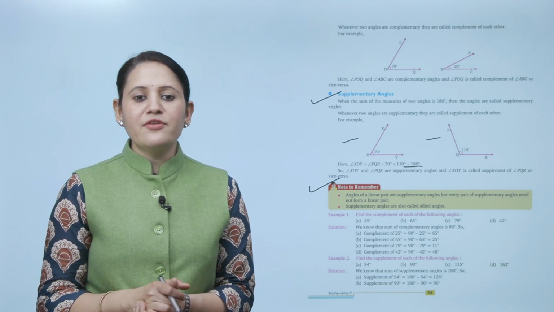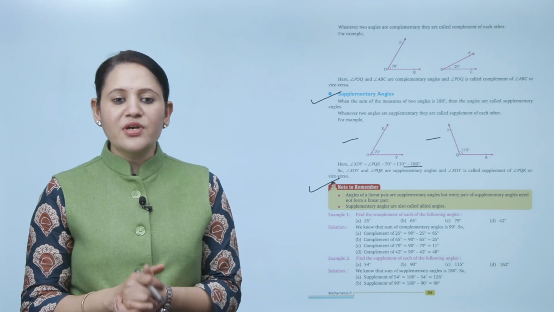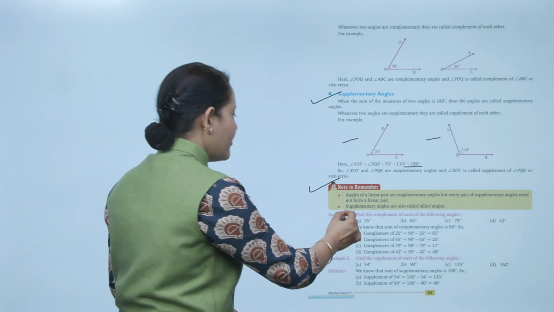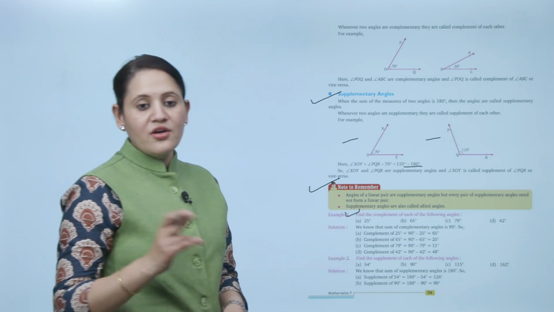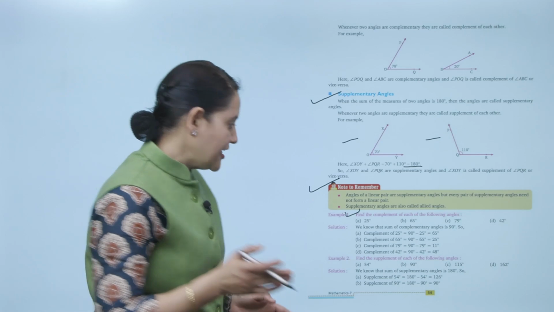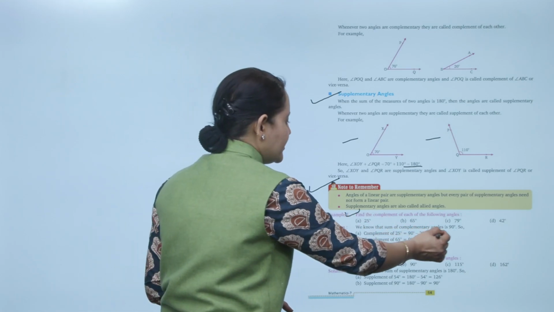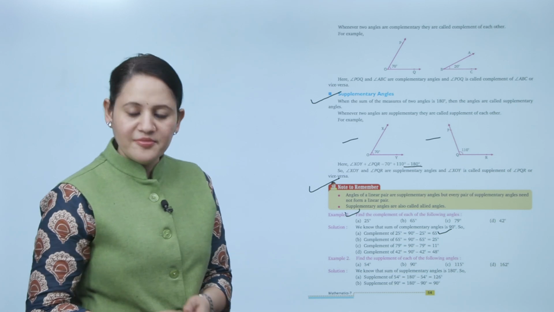Now, I'll take an example. Find the complement of each of the following angles. First one is 25 degrees. So, we have to find the complement of this angle. As we know, the sum of complementary angles is 90 degrees. So, the other angle will be 90 minus 25, that is 65 degrees. Clear?